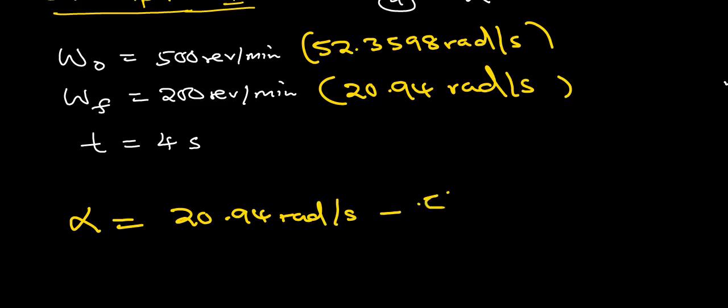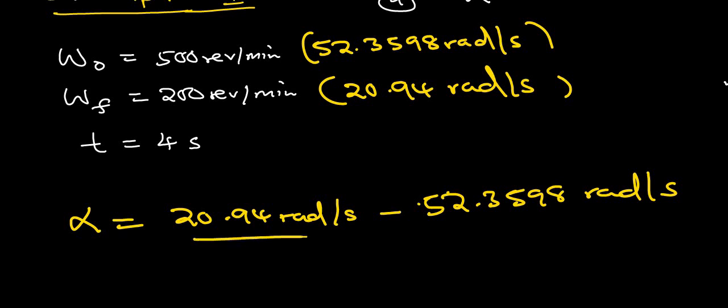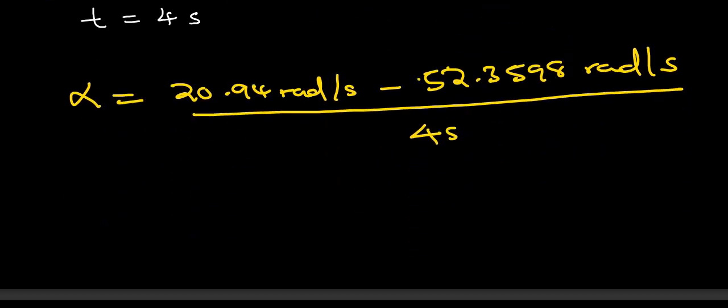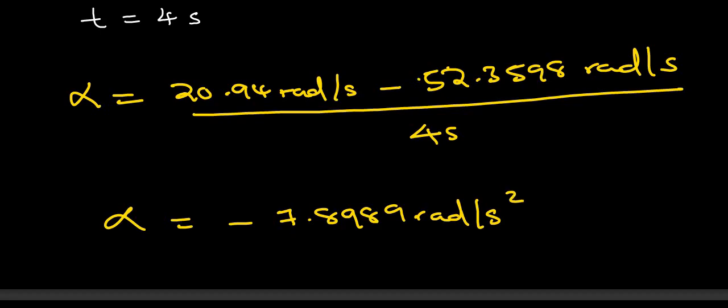We expect the acceleration to be negative because this thing was slowing down. Then here we divide by our 4 seconds. Time is still going to be the same. So if you punch this in, alpha is equal to negative 7.8989 radians per second squared. So we have our acceleration, which is negative.